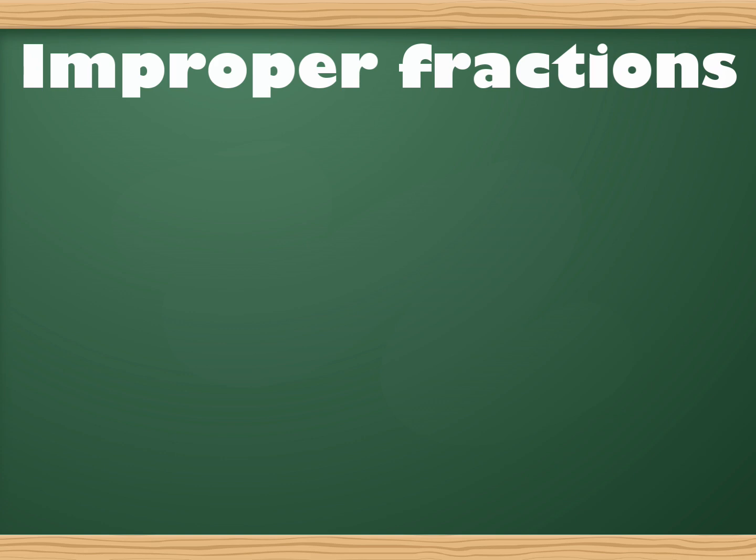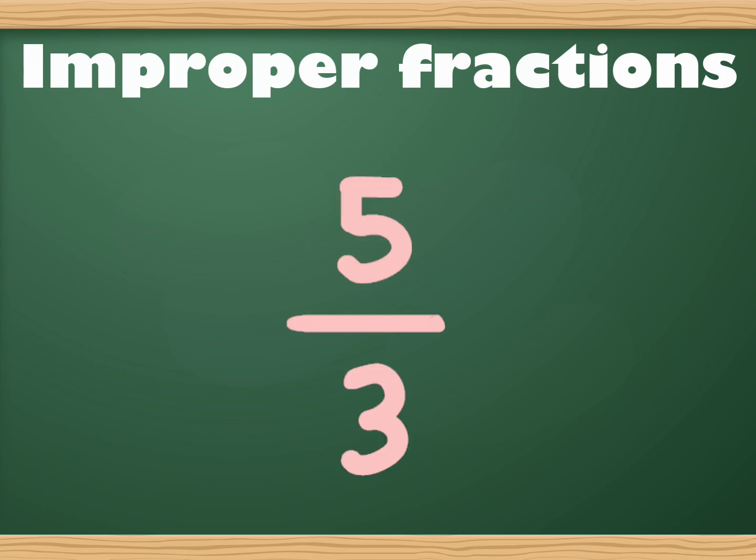Now, let's talk about improper fractions. An improper fraction is where the numerator is greater than or equal to the denominator. For example, in the fraction 5/3, 5 is greater than 3, making it an improper fraction.